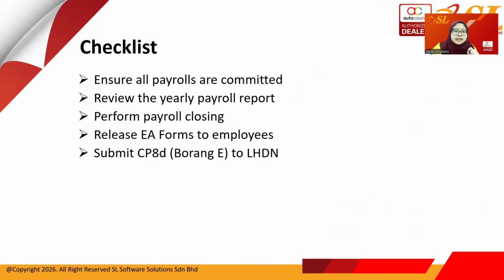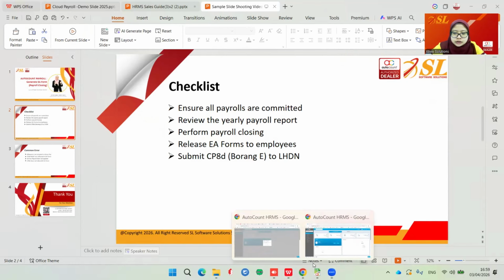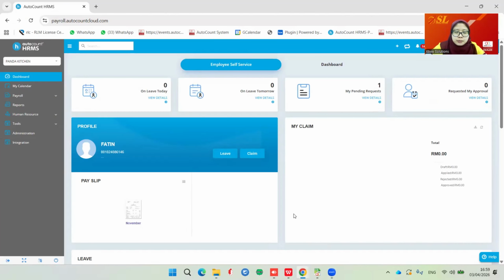And thirdly, you can perform the payroll closing. After you have done the payroll closing, you can check the EA. To release the EA forms to the employees, you need to commit the EA form. Then after releasing the EA form, you also need to submit the Borang E, which is the CP8D, to the LHTN. So let us see how to issue this in AutoCount Payroll.